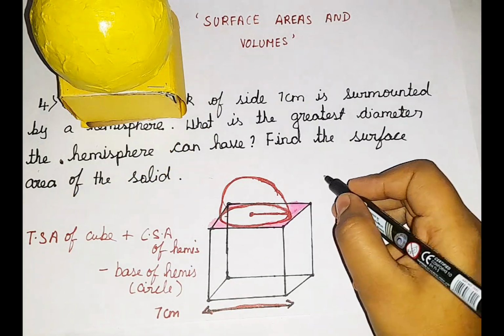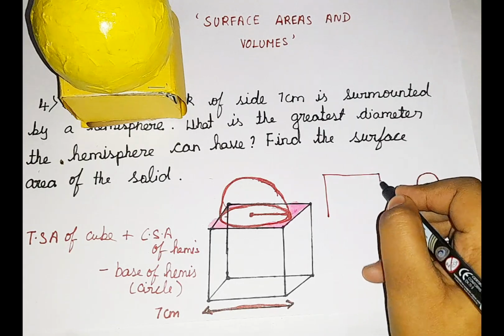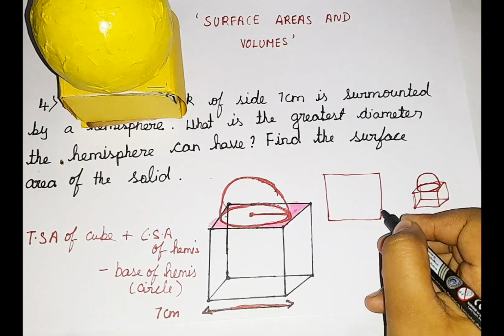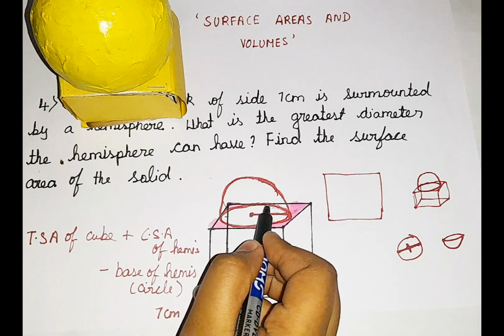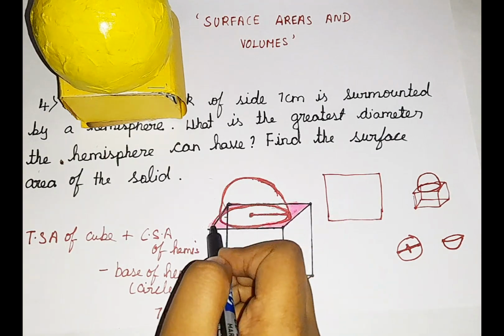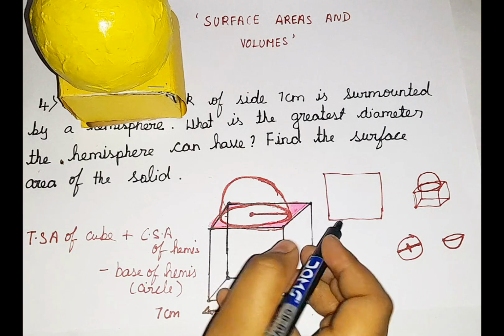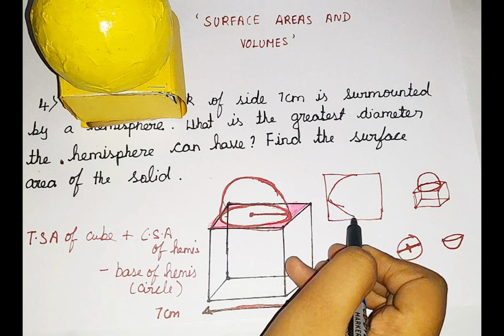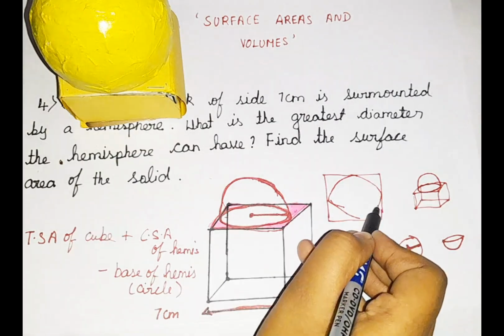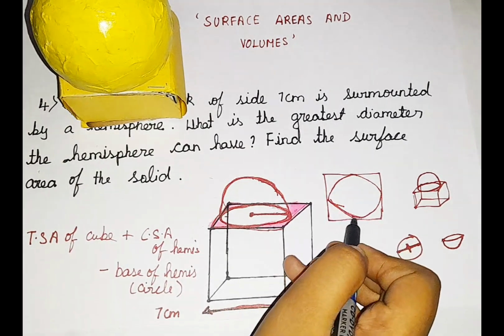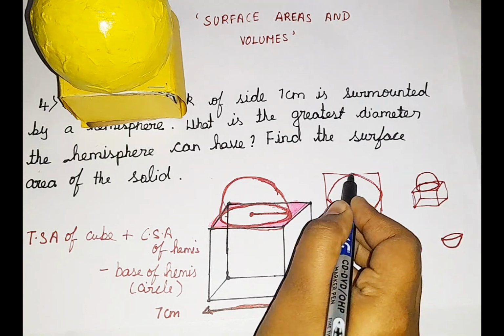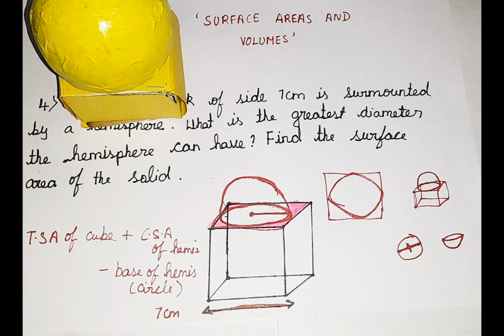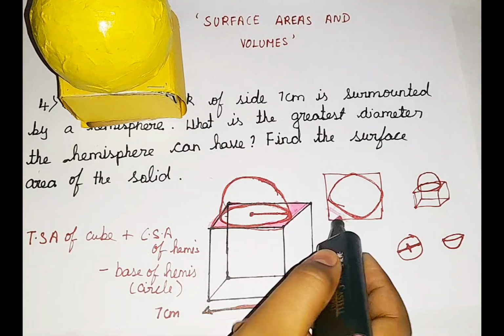If you want, I will just do it here also. So here this is the shape. I am just drawing this part. Okay, I drew something here. Here in this part the hemisphere was like this. So the hemisphere was something like this. So here the only thing we were able to paint is this one.